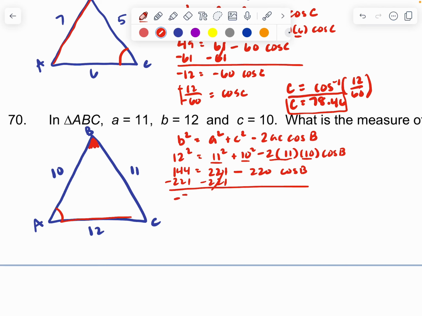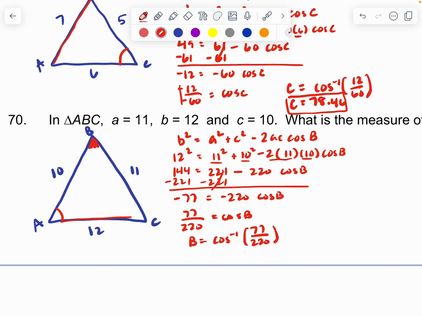So this is negative 77 equals negative 220 cosine of B. And then if I divide by negative 220, I'm going to get 77 over 220. Notice the two negatives made a positive, equals the cosine of B. So then B is just going to be cosine inverse of 77 over 220. So let's see what we get.